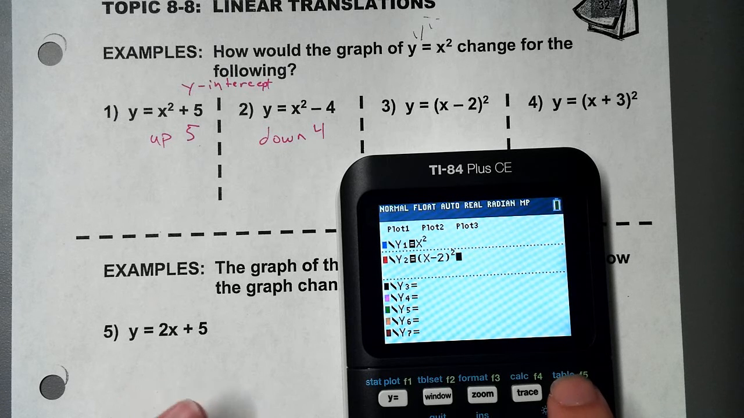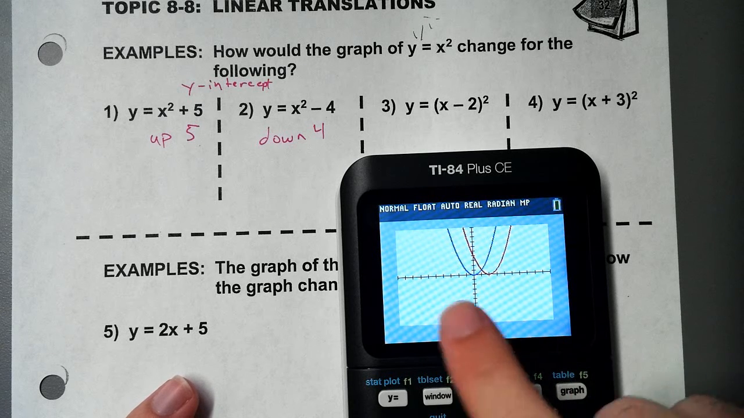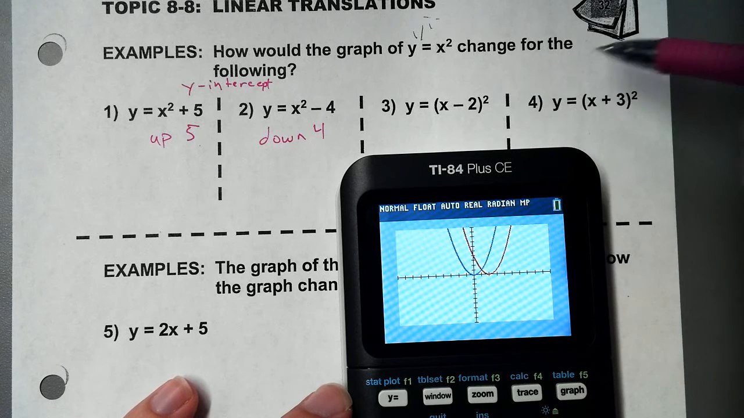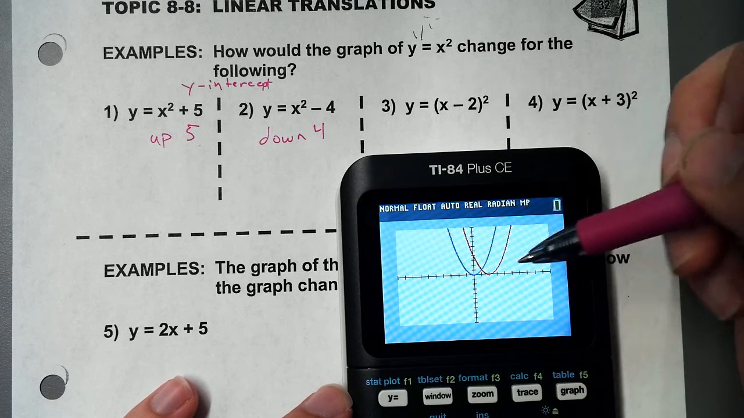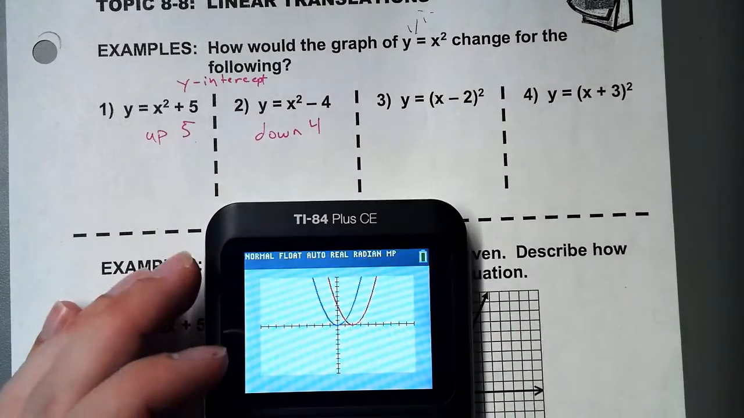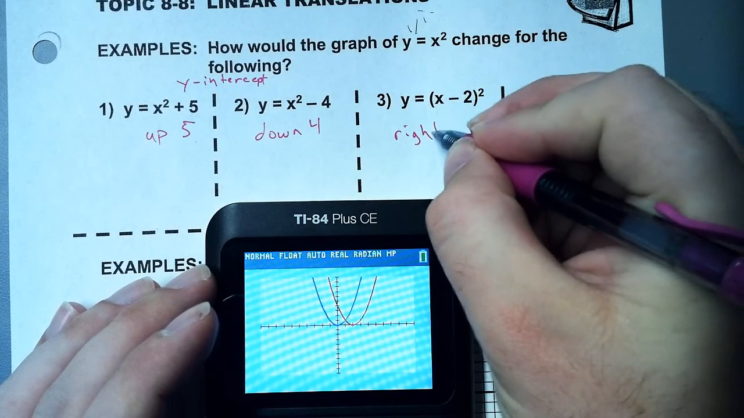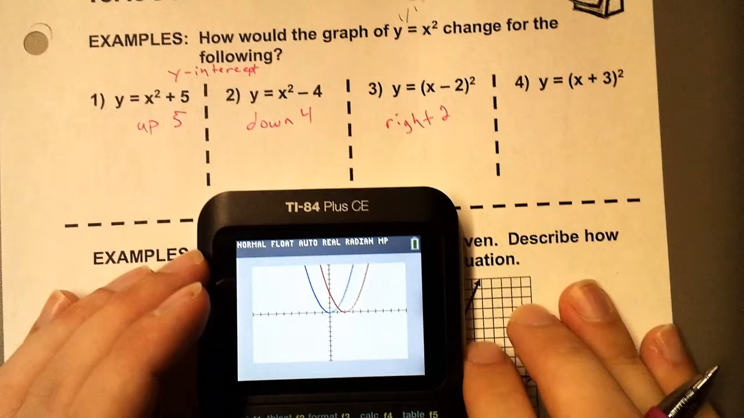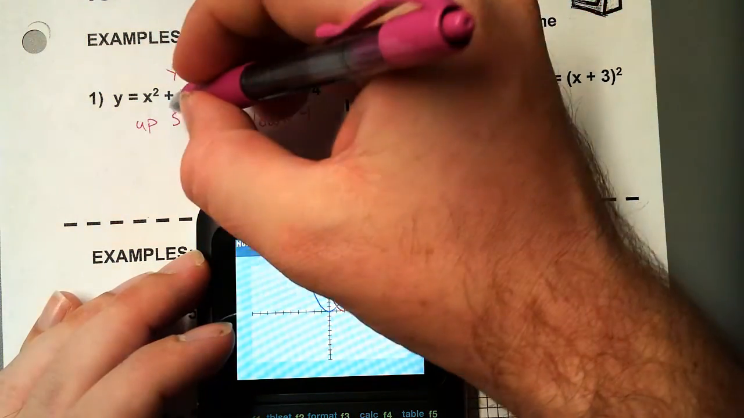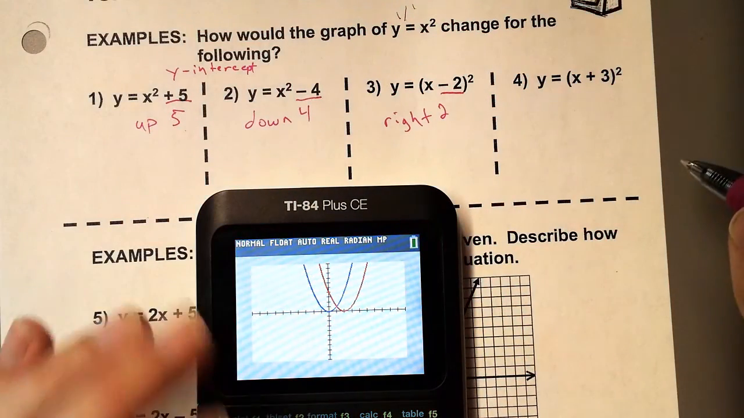Now, let's look at the graph. So, there was my regular one. Oh, this one moved to the right. But this said minus 2. Huh. But on my graph, it moved to the right. So right here, let's just write that this went to the right 2 places, okay? And I'm going to go ahead and underline what happened each time. Right here went up 5, that's plus 5, down 4, over here this went to the right 2.